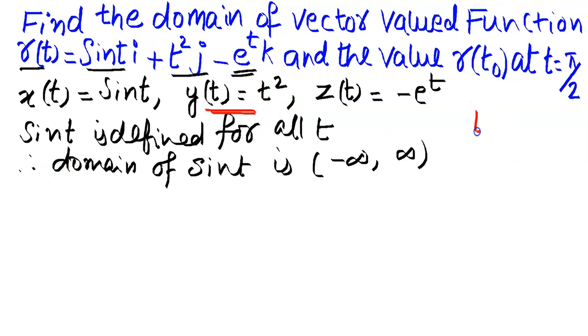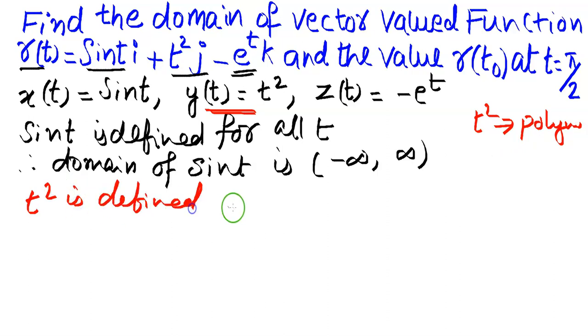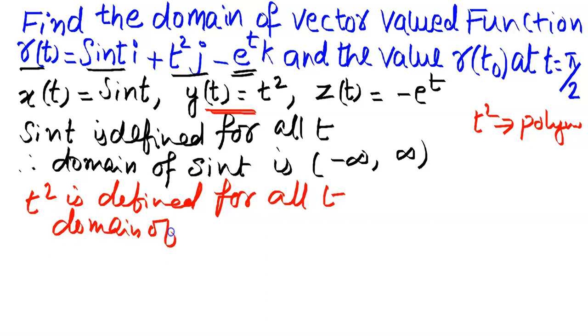Next, y of t is equal to t square. t square polynomial ആണ്. Polynomial t square is defined for all t. Therefore, domain of t square is minus infinity to infinity.